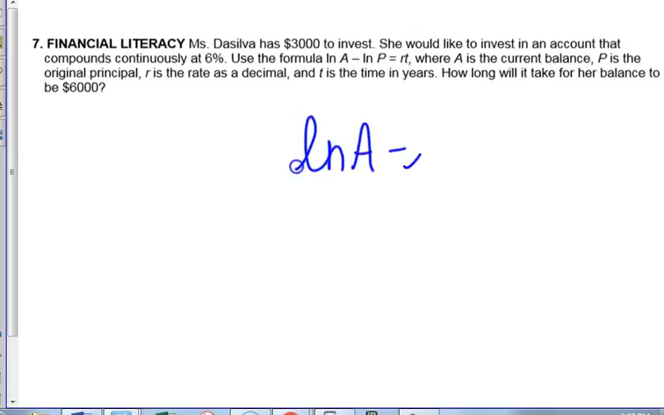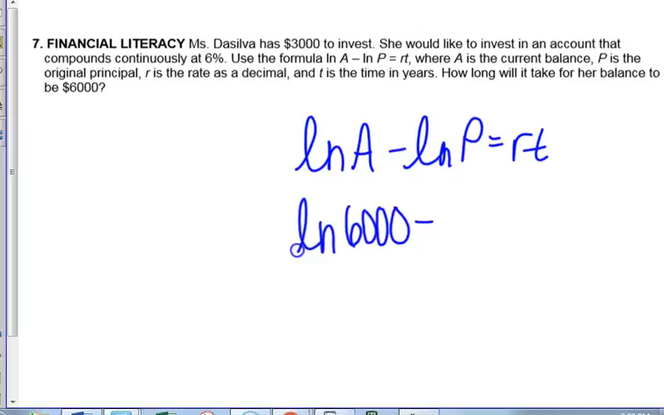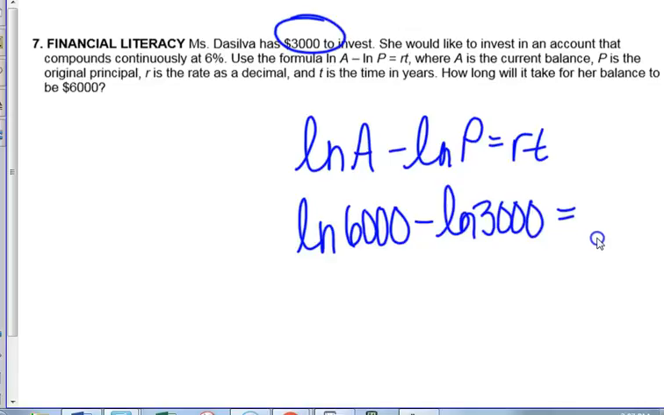This one says the ln of A minus the ln of P equals RT, and it says here A is the current balance, P is the original principal, R is the rate as a decimal, and T is the time in years. How long will it take for her balance to be 6,000? We want her new value to be 6,000, given that she started with 3,000. And the rate is 6%, so what are we going to put for R? 6 over 100 or 0.06. Yep, good job. And we're trying to find T.